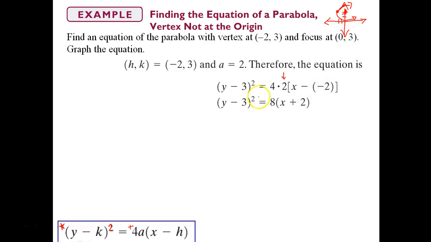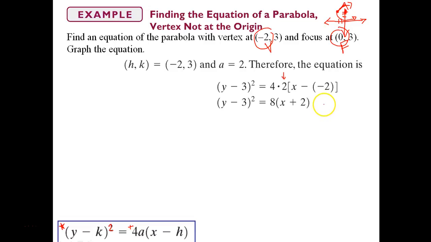Where did they get the 2 for the a? They just counted. If I was at negative 2 for my vertex, and then I went to the focus and I was at 0, I had to move to the right 2 units, and so we'll just put in the positive 2. And so I have the 8. And then you already have your equation.